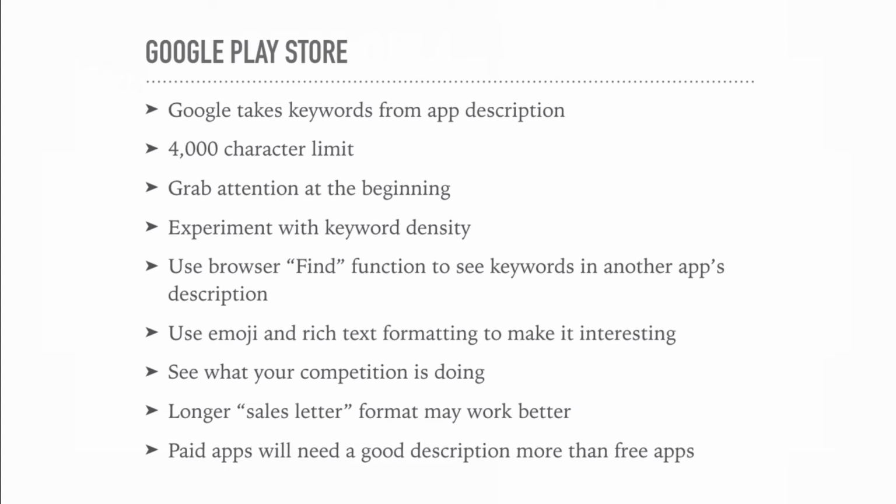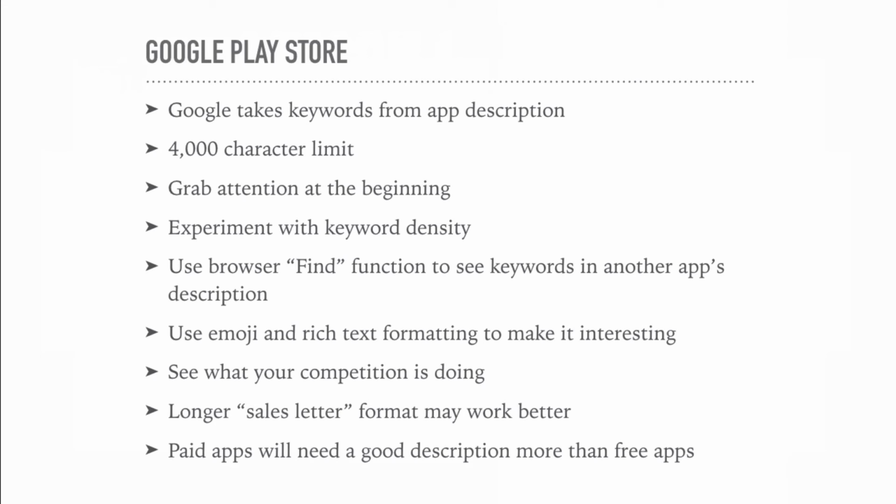One easy way to find keywords that other apps are using is to use the find function on your browser. That's either Command F or Control F, and it'll highlight all of the keywords in that description, and you can see the keyword density. Google also allows you to use emoji and rich text formatting in your app's description. So you should use that because it makes your description more interesting and it draws attention to the most important points of your description. And just like other aspects of ASO, be sure to check out what your competition is doing and see what's working for them.